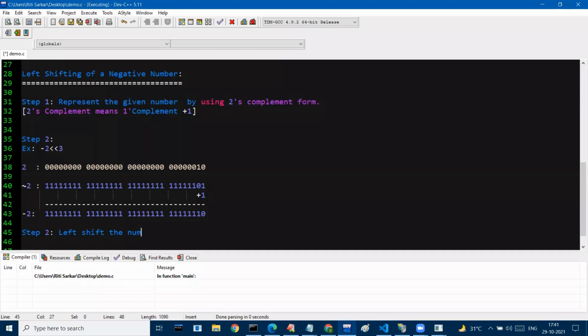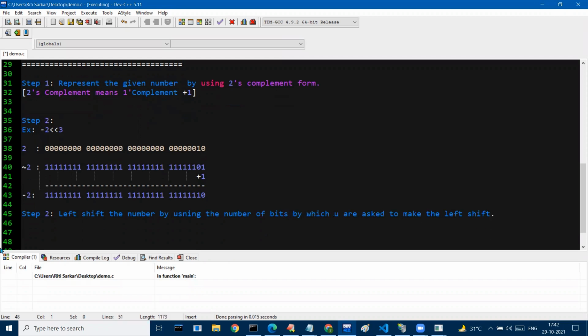Left shift the number by the number of bits by which you are asked to make the left shift. You are asked to make the left shift by 3. So that means I have to left shift the number by 3 bits. This fellow will be left shifted, this fellow will be left shifted, this fellow will be left shifted.